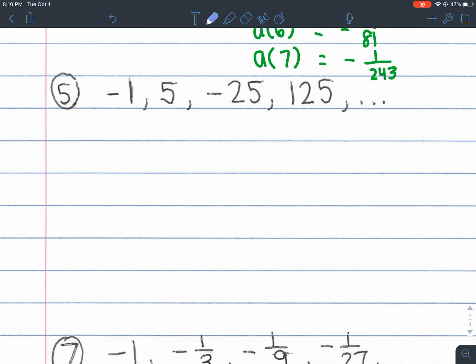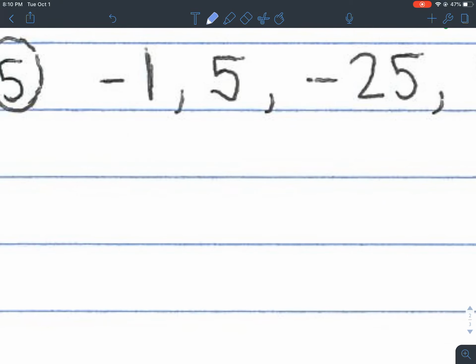All right, number 5. We have -1, 5, -25, and then 125. So you're looking at this, you're like, no way this is geometric, because my signs keep changing from negative to positive to negative to positive. But if your signs are going back and forth like that, that's a big sign that you're probably multiplying by a negative number. So let's see. -1 times what would give me 5?